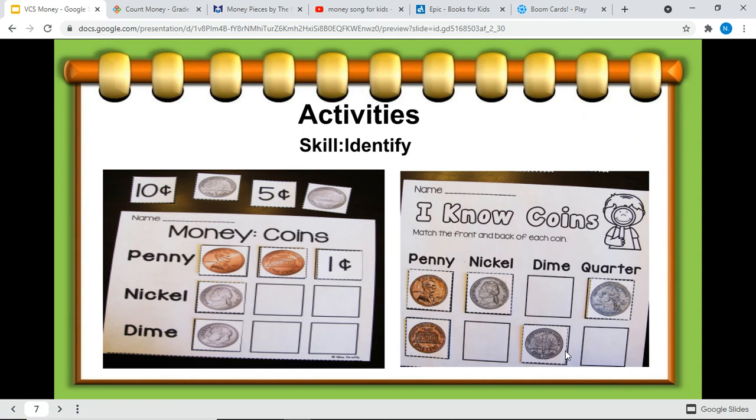You can also work on identifying coins by having them place images of the coins next to the name. So here, in the word penny, they were able to place the front of the penny, the back of the penny, and add the value. And here, I know coins. Penny, the front and back, nickel, the front, the dime, the back, and so on. So they would just add the images.